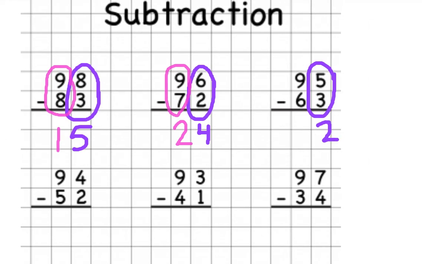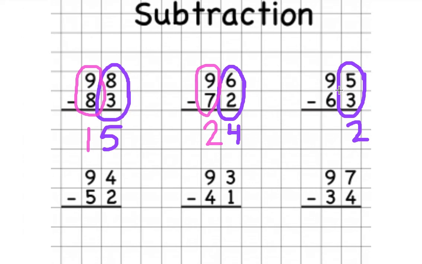Now I'm going to grab my next color pen because now we're moving on to our tens. And for our tens place, I see 9 minus 6. And 9 minus 6 is 3. So that means 95 minus 63 equals 32. 32 is our subtraction answer, so that means 32 is our difference. So 95 minus 63, the difference is 32.